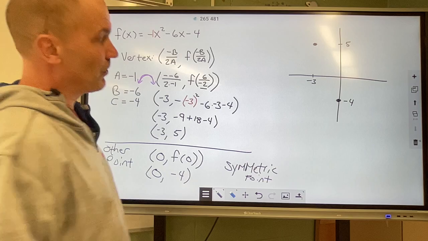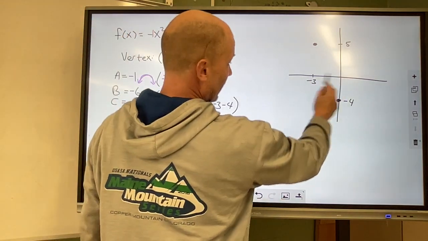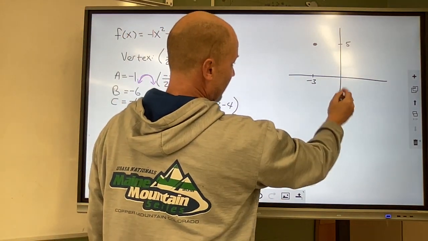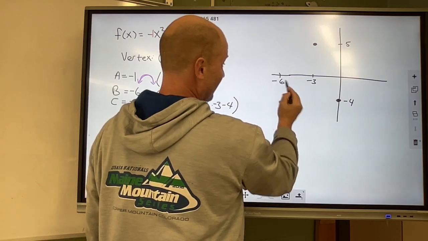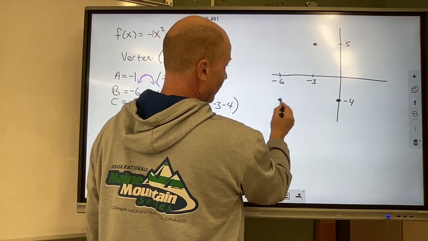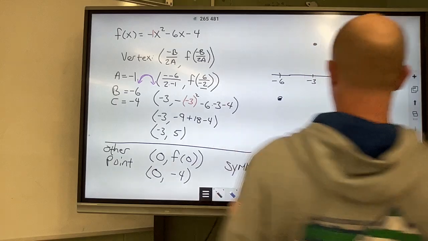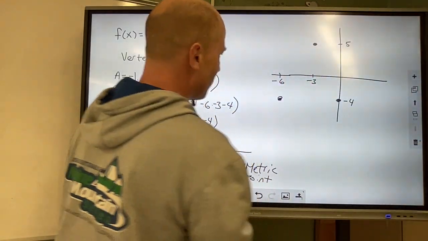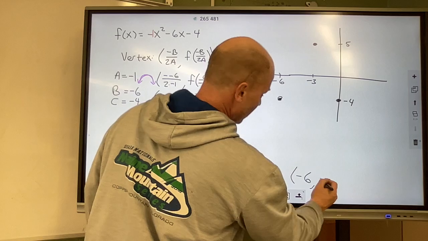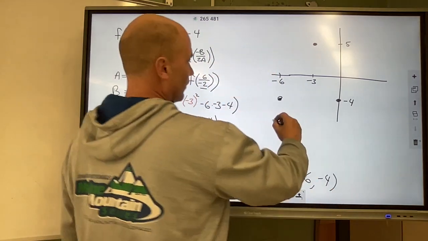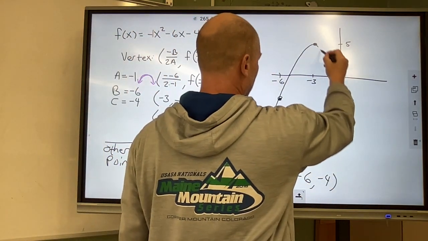So I'm going to find the symmetric point. Well, 3 units to the right of negative 3, this is negative 4. So 3 units to the left of negative 3, so at negative 6, this function also has a value of negative 4. It's not quite symmetric, but that is the symmetric point. Negative 6, negative 4. So then I can sketch my curve.